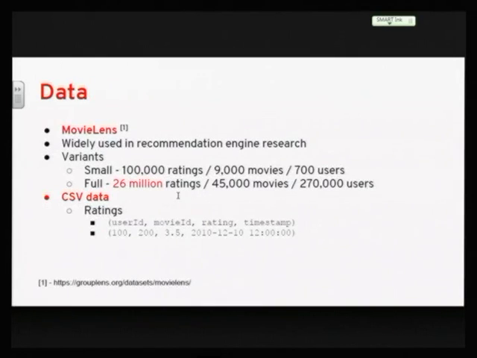Okay, so let's have a little look at that on a real dataset. The data we're using is the MovieLens dataset. This data was collected as part of the GroupLens project at the University of Minnesota. It's widely used in recommendation engine research. There are two datasets. There's a small one, 100,000 ratings, that's great for initial investigation and development purposes. And then there's a large dataset that's good for building a more robust model.